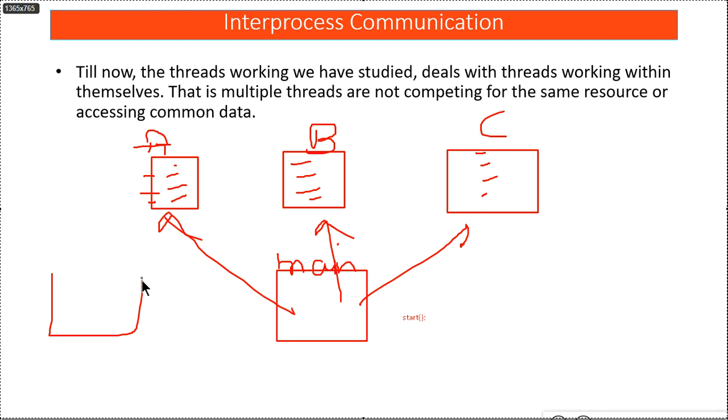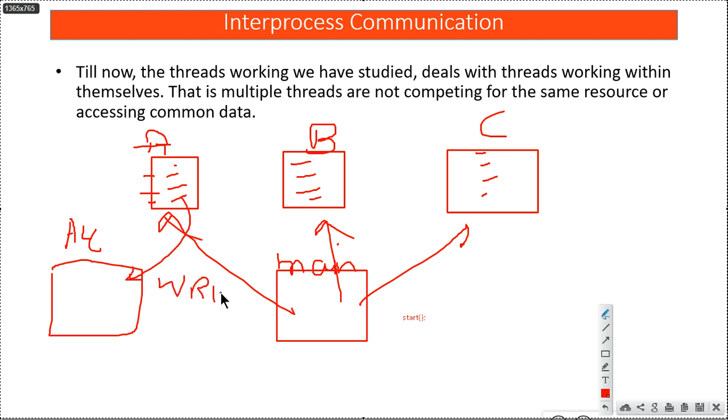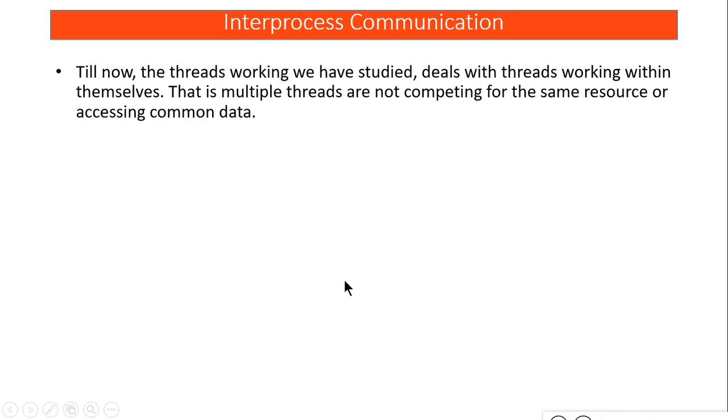Let's say there is an account whose value A wants to access for a write purpose and B wants to access for a read purpose. Now since both threads A and B are competing for the same resource, that is the account value, this is called interprocess communication, when they work to get some common values, a common resource. Okay, so let's continue.